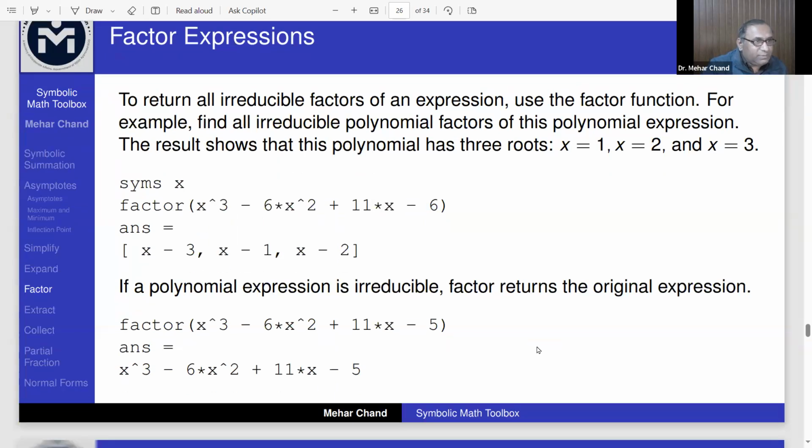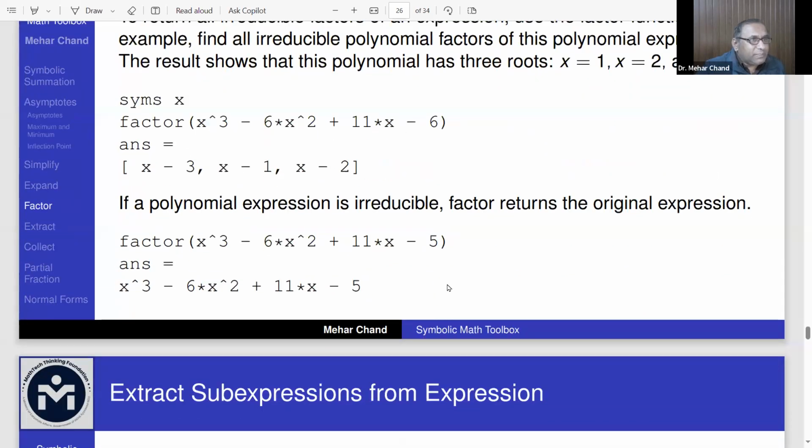Okay, so there is one more example. Sometimes we have an irreducible expression that doesn't have any factor. Then in that case, this will return the same value as we give as input. You can see for this expression, there is no factor, or this is an irreducible expression.